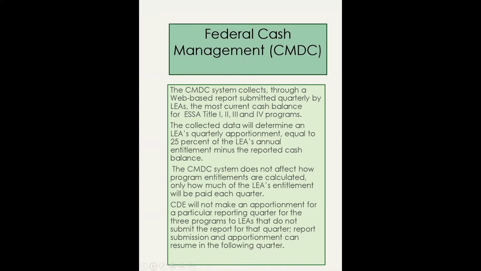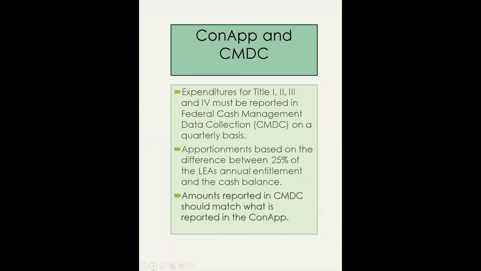So why do we mention that here? Because sometimes you'll see expenditures that don't match what's in the CMDC, and they should be pretty close. What your business office is reporting in the cash management system should be pretty close to what you're reporting in the Con App. And if not, you need to check and see, is money coming to the district? Are you reporting it? Because you don't want to come to the end of the grant cycle and say you've spent the money and CDE says it was never reported. So it can be a red flag.